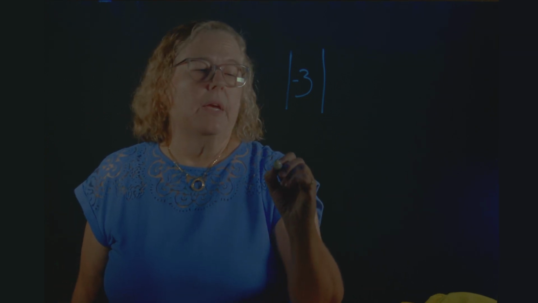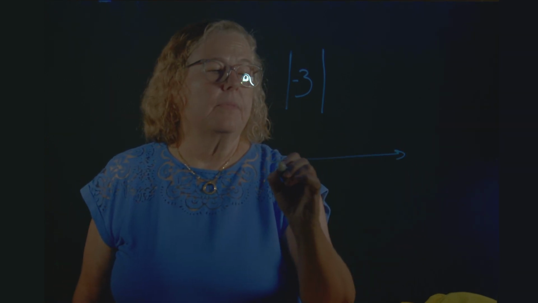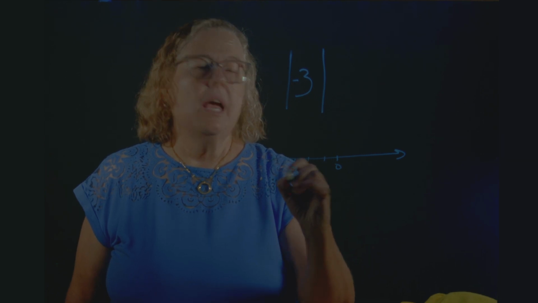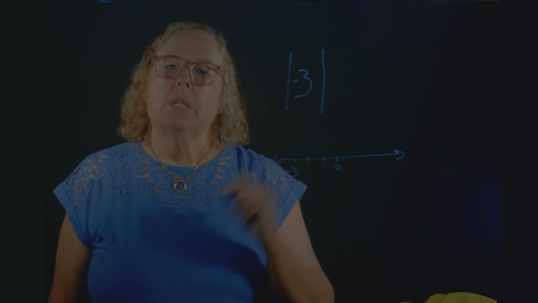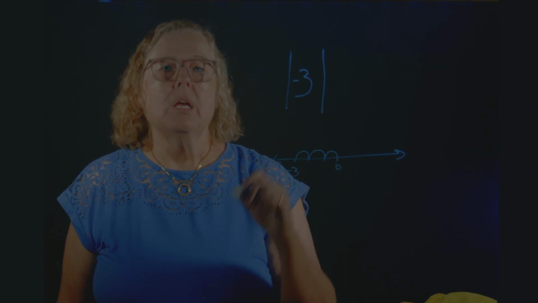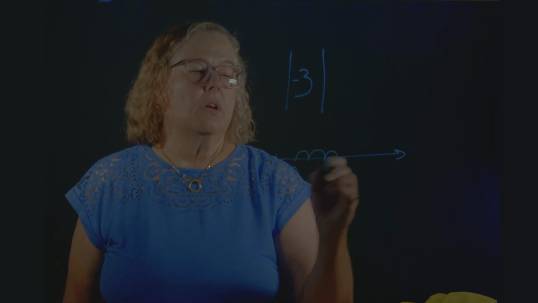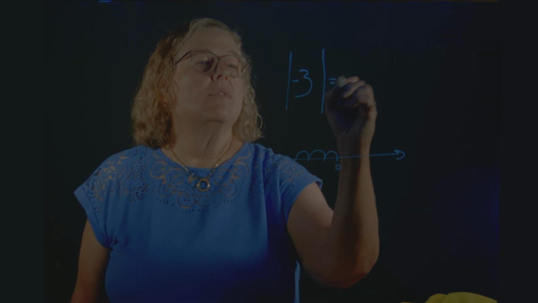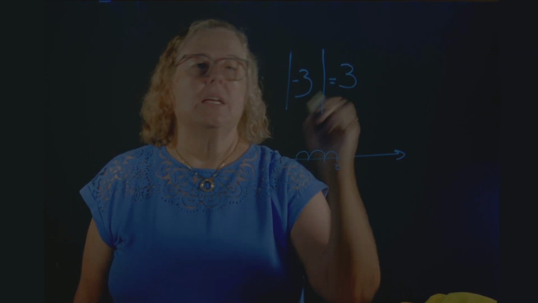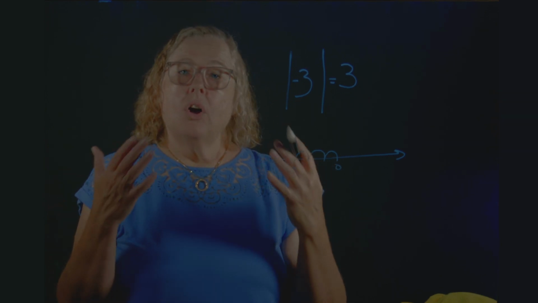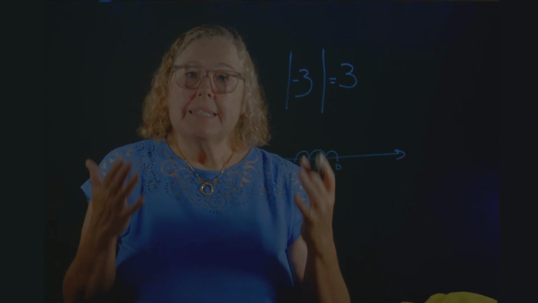Well, let's find out. If we have a number line, and here's 0, 1, 2, here's -3. How many units is it from -3 to 0? 1, 2, 3. It is 3 units away from 0. The magnitude is 3. The absolute value of -3 is 3. That's all it is. All you have to remember is that absolute value is a distance.